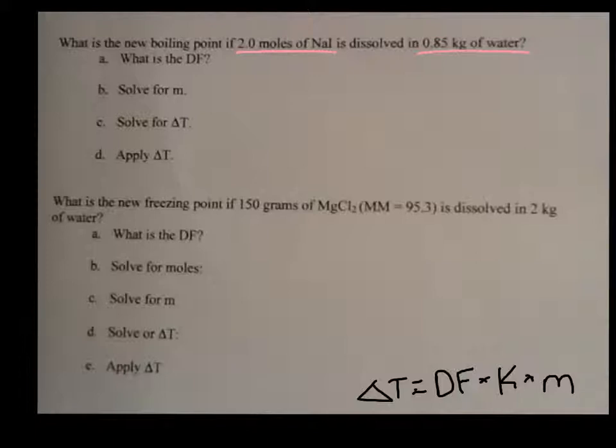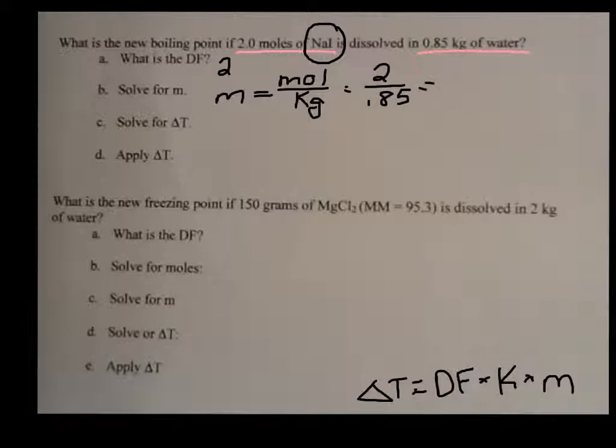Question 1. What's the dF? Look at your substance, NaI. How many pieces is it made up of? Na and I. So it has a dispersion factor of 2. Part B. Solve for molality. Molality equals moles over kilograms. How many moles do we have? 2. How many kilograms? 0.85. So 2 divided by 0.85 equals 2.4.